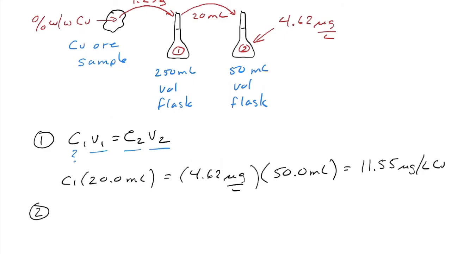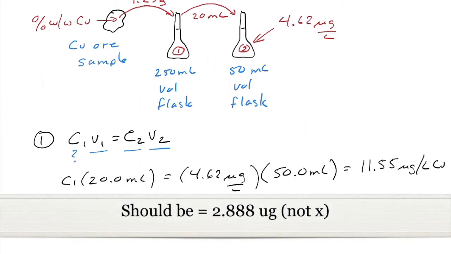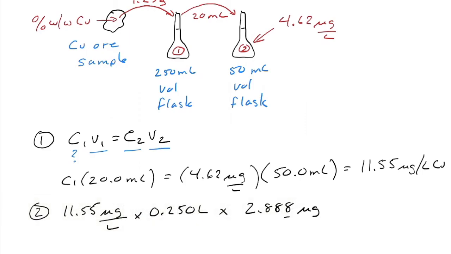So now step 2 would be to convert the concentration into a mass, because we need to know how much mass is in the first flask in order to determine the percent by weight in the copper ore. So we start off with our 11.55 micrograms per liter. Right, that's per liter, but we only have 250 milliliters in flask 1. So if we multiply that by 250 milliliters, or 0.250 liters, we end up with 2.888 micrograms. And we'll just keep an extra sig fig there to avoid any rounding errors. So that's how many micrograms of copper we have.